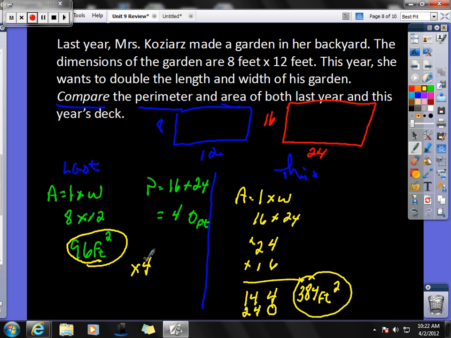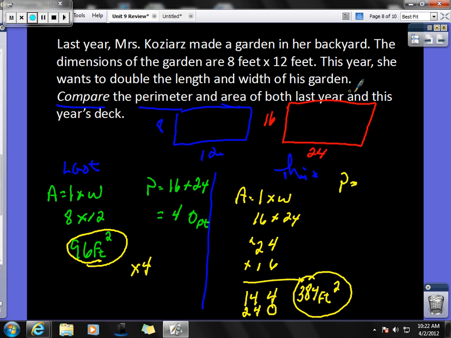4 times. Okay. Now we're going to go ahead and do the perimeter. And again, perimeter this time is 24 and 24, which is 48, plus 16 and 16, which is 32. And when I add each of these together, I end up with 8 and 2 is 10, carry my 1. 4 plus 3 is 7, plus 1 is 8. That leaves me with 80 feet.